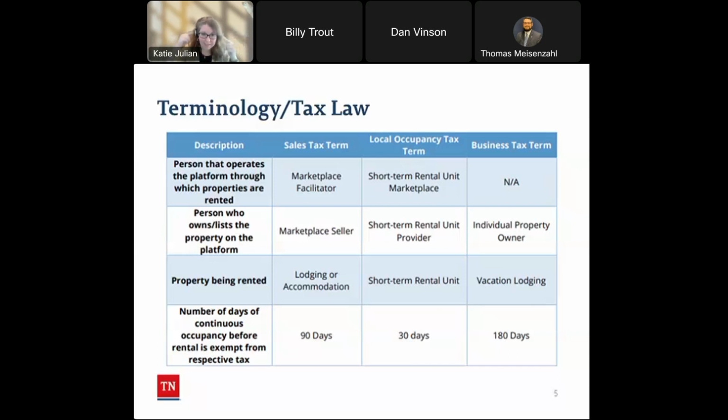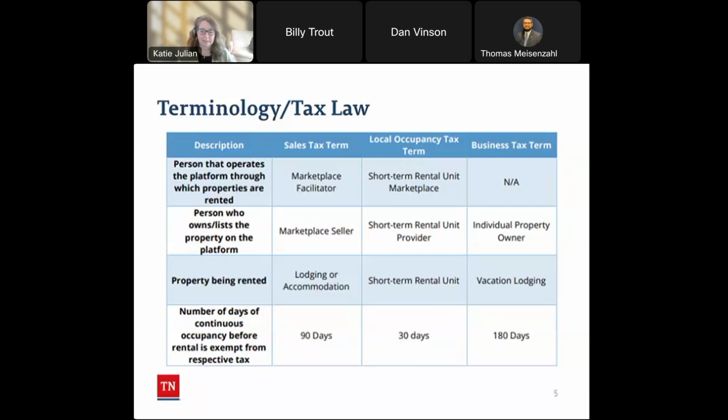because I can't keep it straight in my mind all the time. It's the number of days of the length of stay that determines whether the tax type is applicable. So it's the number of continuous days of occupancy. For sales tax, that's 90 days. For local occupancy tax, it's 30 days. And for business tax, the short-term rental term is 180 days.